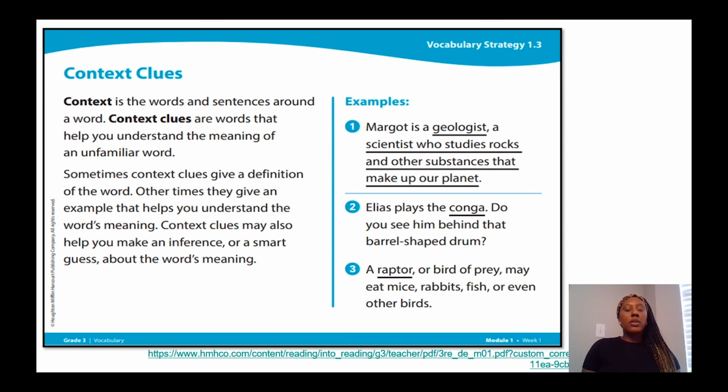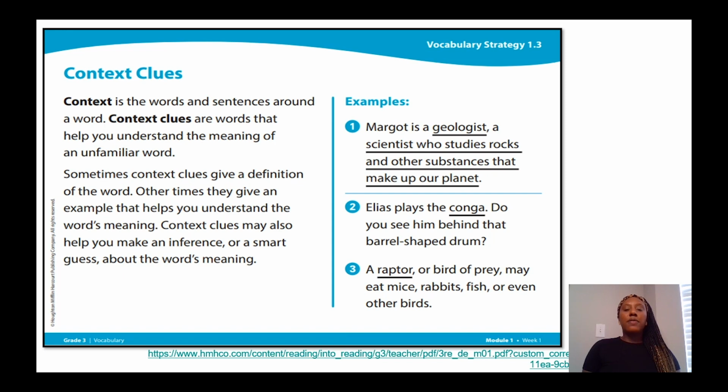When we come across an unknown or unfamiliar word, we have to use context to help us determine the meaning of that word. Context is the words and sentences around a word. Context clues can also help us determine the meaning of a word, and these are words that help us understand that meaning. So sometimes context clues will give us a definition of the word. Other times we might get an example that helps us understand what that word means. But we also may have to make an inference or a smart guess about what the word's meaning is.